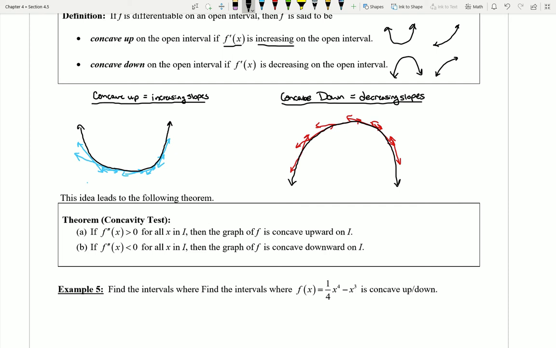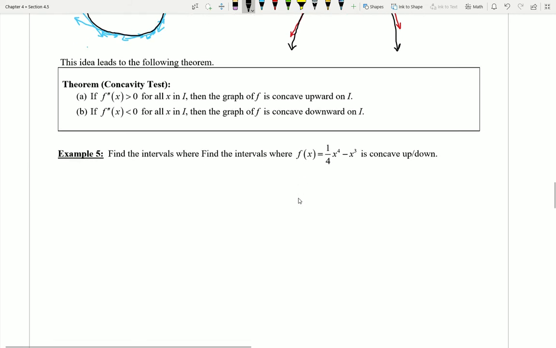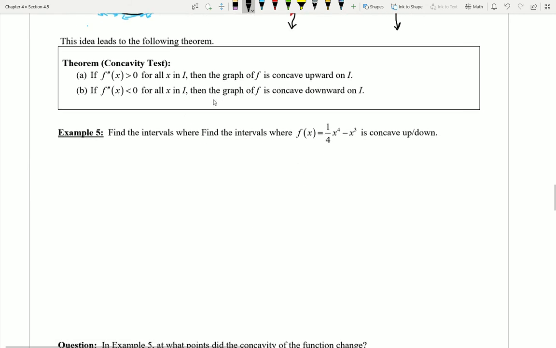So let's go ahead here and take a look at example 5 to see how we could attempt to use this. I want to find, small typo, find the intervals where my function is concave up or concave down. Okay, so let's see how this actually works. I would need, again, to start by calculating my first derivative. So we calculate that f prime of x is equal to x to the third minus 3x squared. But if I want to find concavity, I have to go to my second derivative. That's what the second derivative is good for, helping to find concavity.